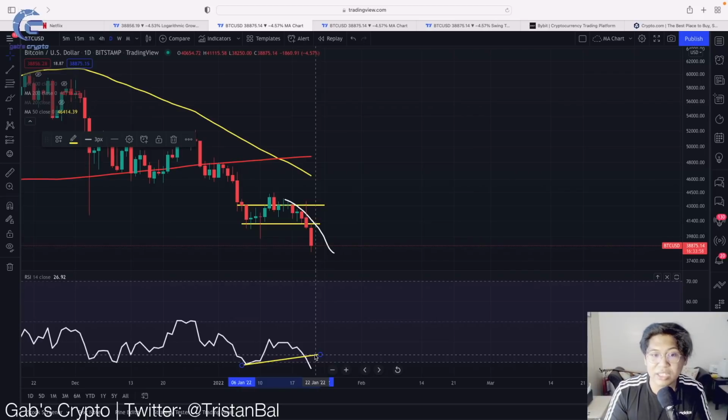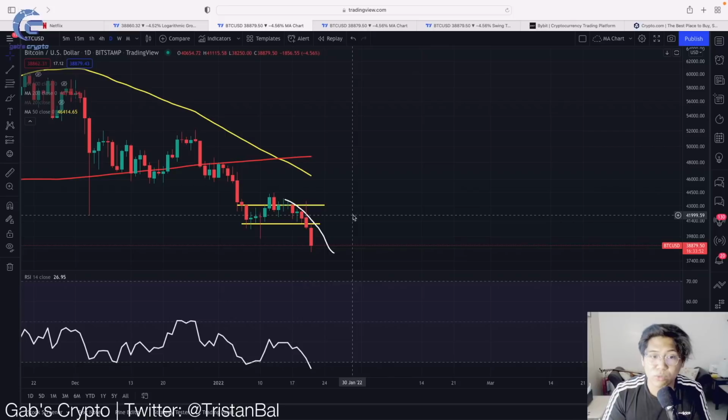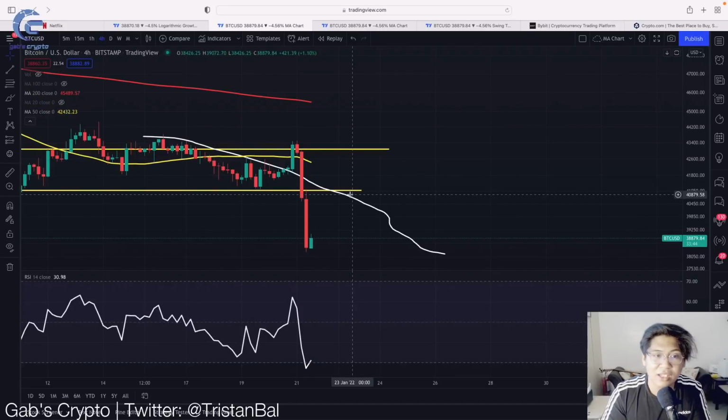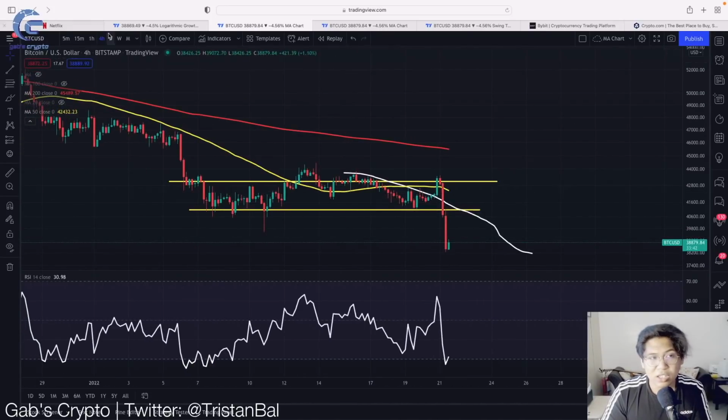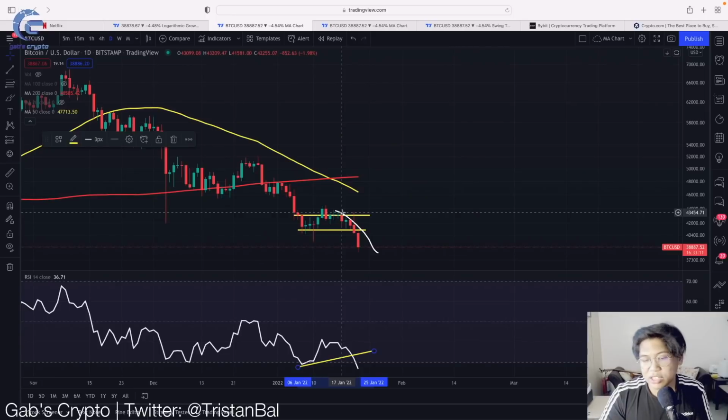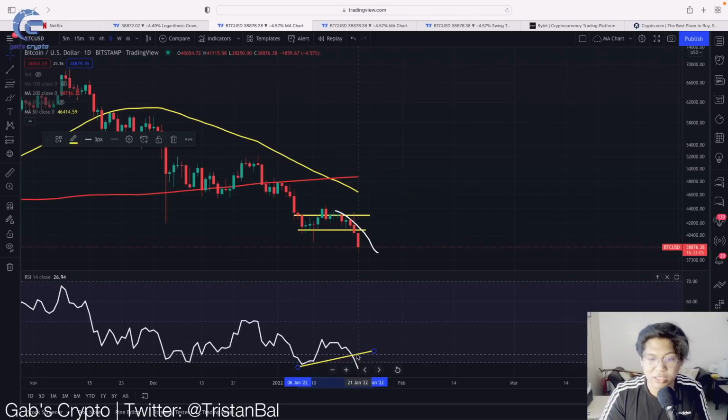Kasi as of the time being, what we want to see is for a bullish indicator to form. Pero if we are not going to see a bullish indicator to form in the daily time frame, as much as possible in the 4-hour time frame, then yeah, it's still not a good time pa din to say na we are going to see a trend reversal. So ayun guys, diba sabi ko sa inyo, in order for us to confirm a bullish divergence, kailangan natin ng daily candle close na mas higher low yung ating RSI. Pero since we are not yet seeing that higher low, then we are not confirmed with any bullish divergence yet.